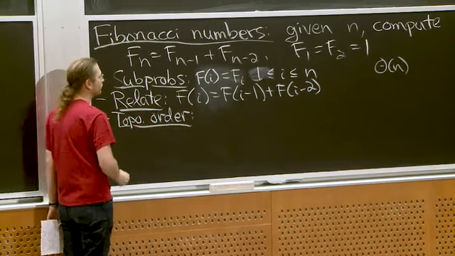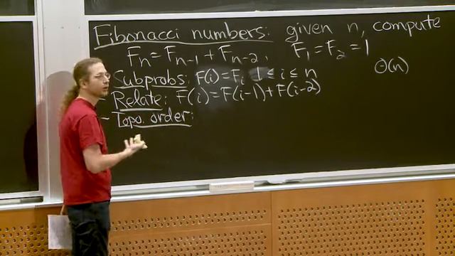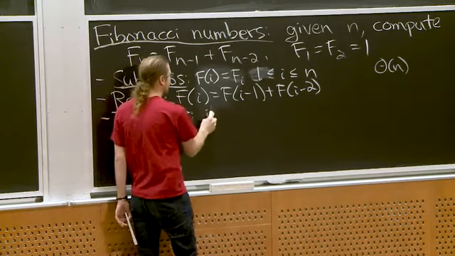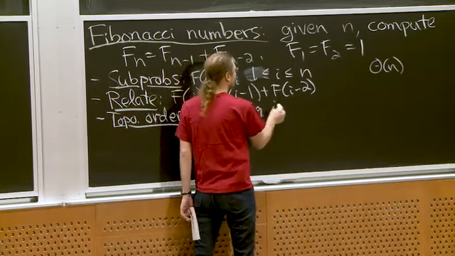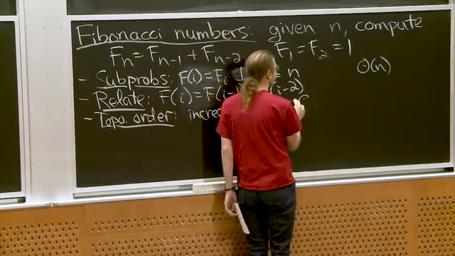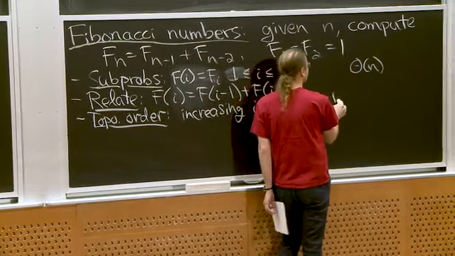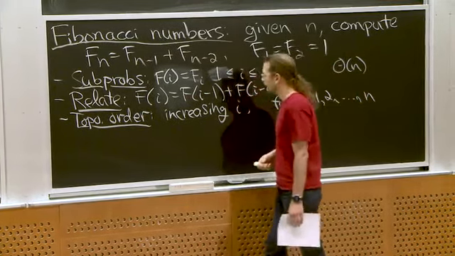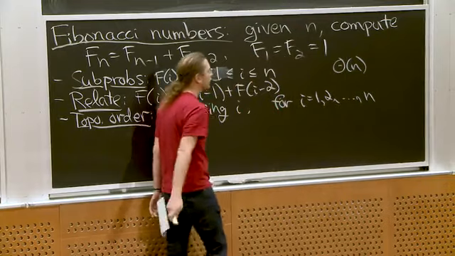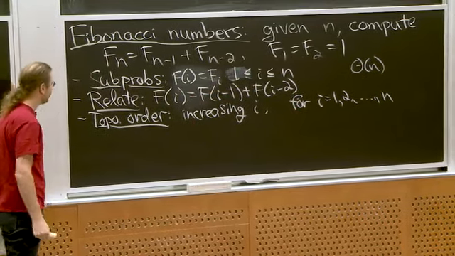Here, of course, we just want to compute these in order of increasing i from the base cases up. Another way I like to write this is as a for loop. For i equals 1 to n. Maybe we'll see why. But this gives an explicit order to compute these subproblems.